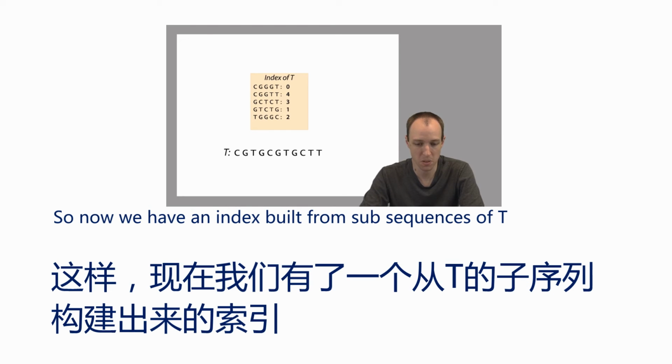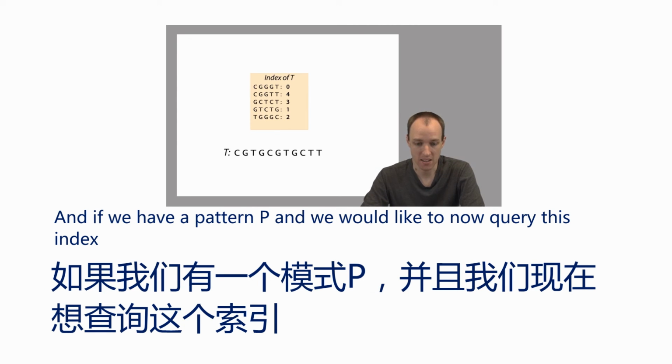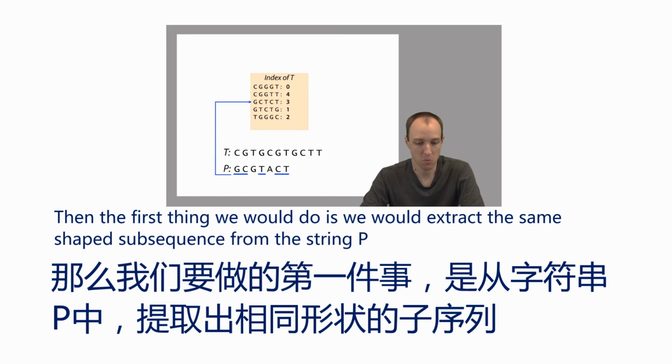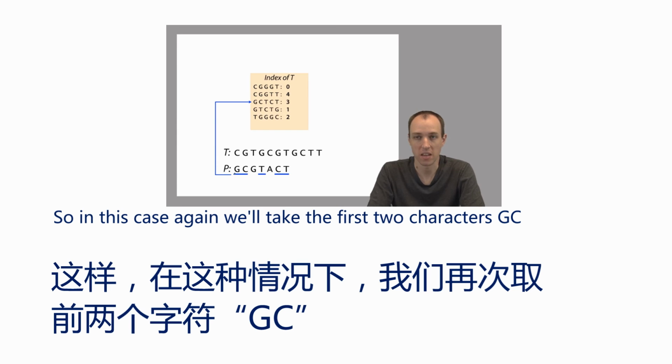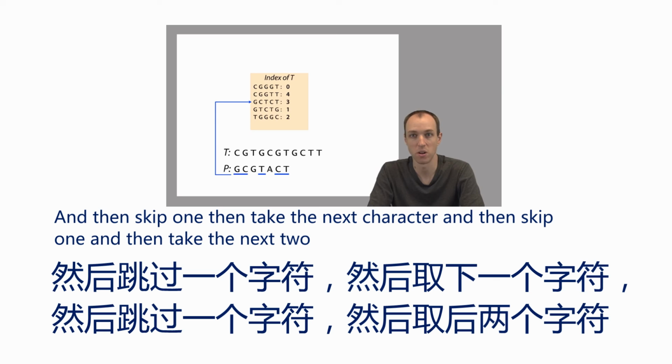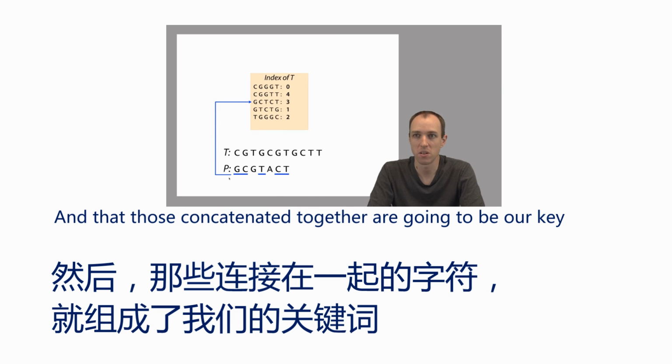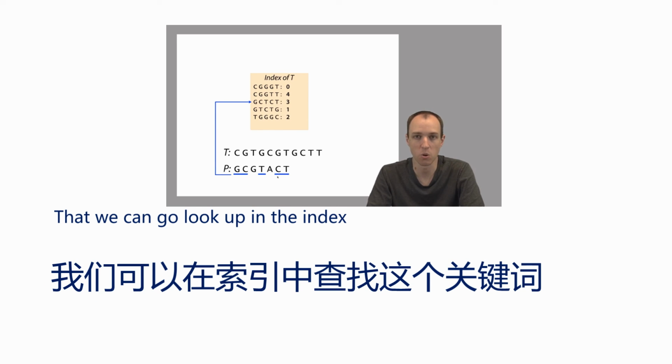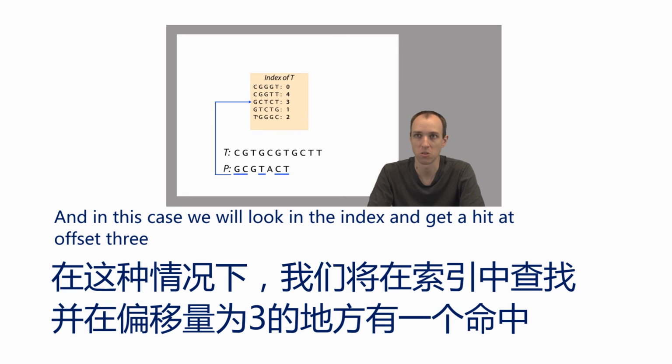So now we have an index built from subsequences of T, and if we have a pattern P, and we would like to now query this index, then the first thing we would do is extract the same shaped subsequence from the string P. So in this case, again, we'll take the first 2 characters, GC, and then skip 1, and then take the next character, and then skip 1, and then take the next 2. And those concatenated together are going to be our key that we can go look up in the index. And in this case, we will look in the index and get a hit at offset 3.